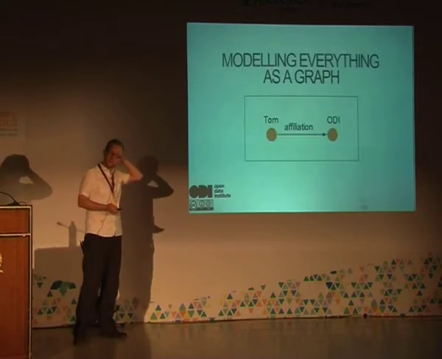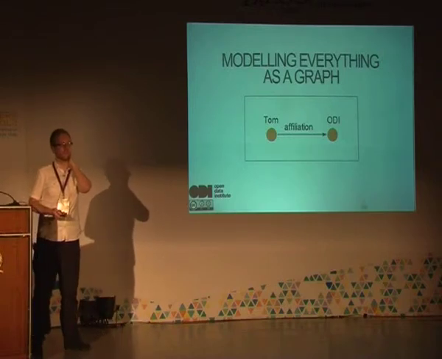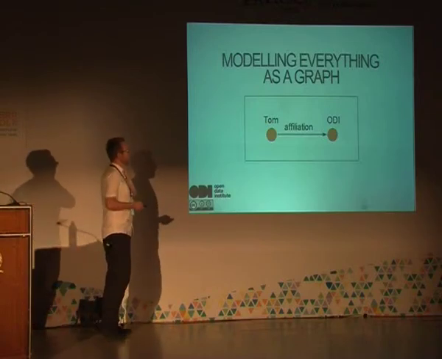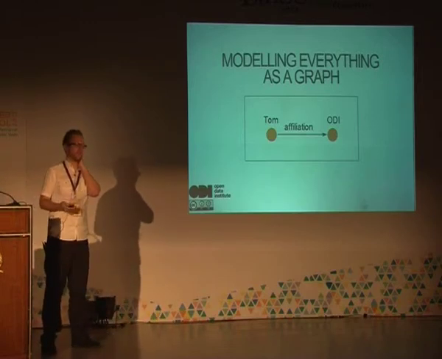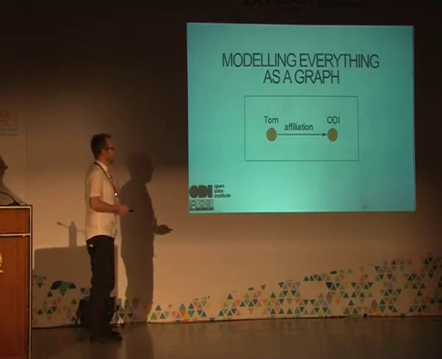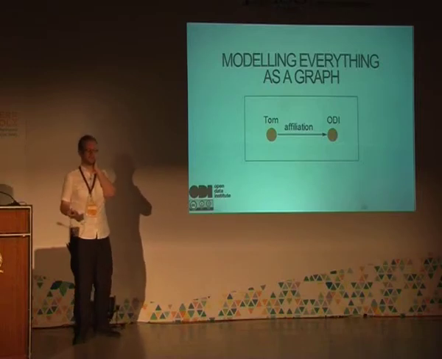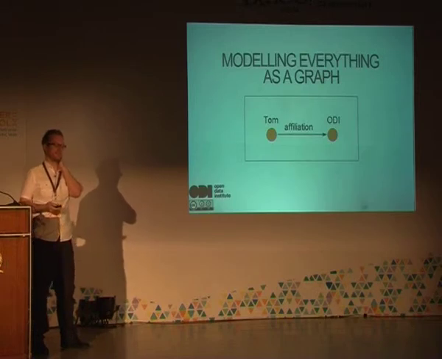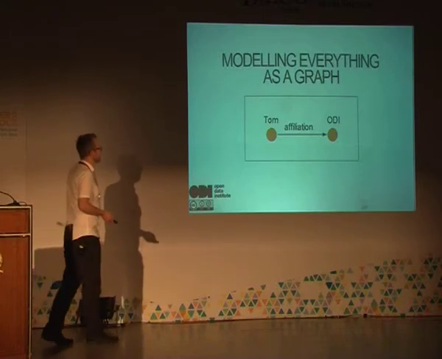So what we found is that modeling everything as a graph is a very powerful way of describing data, particularly as a directed graph. So we can say Tom is affiliated as an affiliation ODI, and when you start looking at the world in this way, then you find it's a very, very compelling way of looking at the world, and it almost becomes infectious. You can't stop thinking of the world as a graph. Almost everything can be modeled in this way, and there are some exceptions which I'll talk about later, which are more complicated.